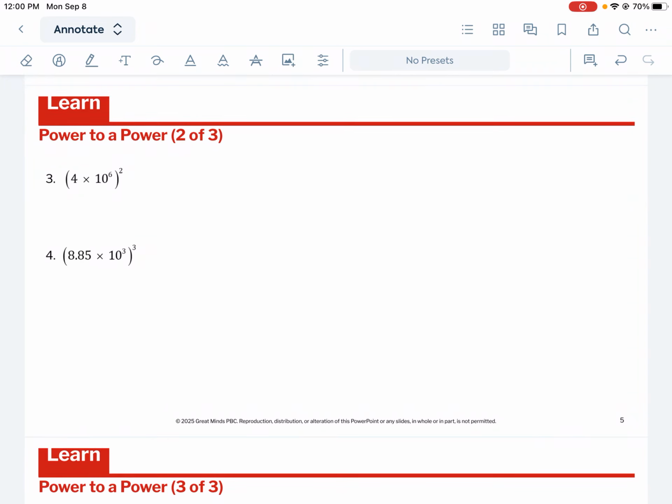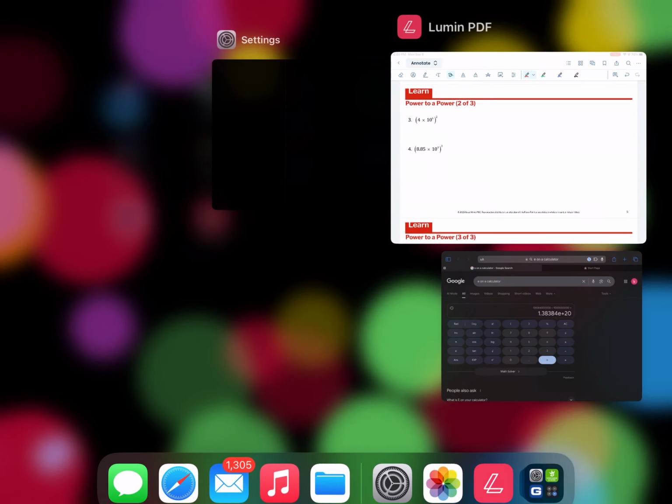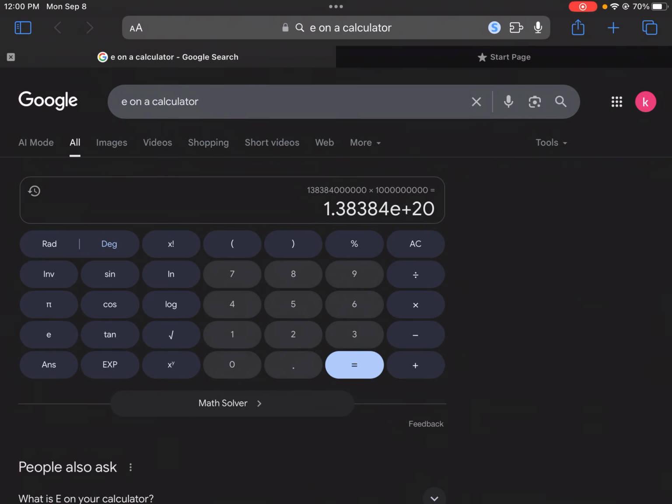For number 3, we have 4 times 10 to the 6th power squared. I'm going to just do that whole thing in the calculator, and we'll see what it gives us. Parentheses, 4. And I could put times 10 to the power of blah, blah, blah. But just to shorten that up, I'm going to hit EXP down there, because that means times 10 to whatever power. In this case, it is 6.